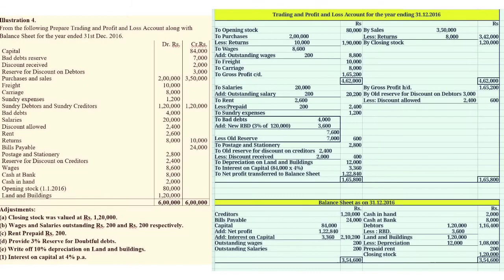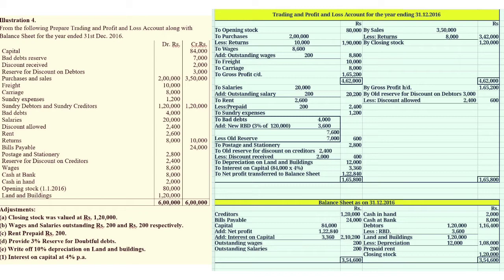Let's go for the solution of problem number 4. Trading and profit and loss account for the year ending 31st December 2016. First, to opening stock 80,000, to purchases 2 lakh. From that we need to deduct purchase returns 10,000, wages 8,600, add outstanding wages, go to the adjustment.